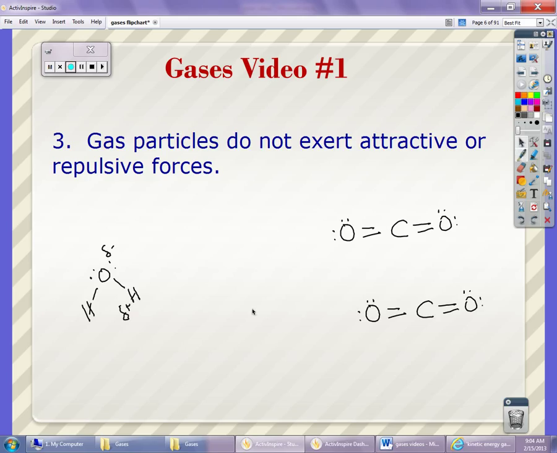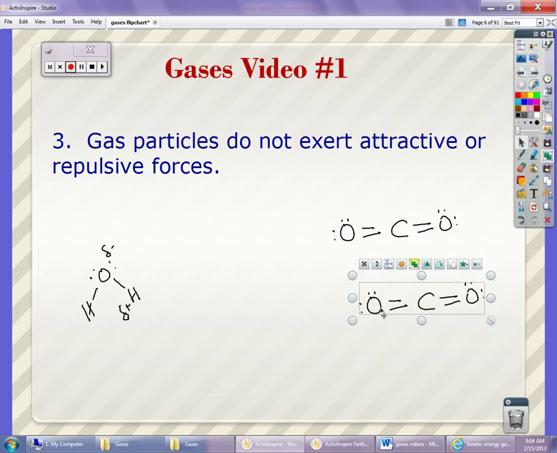Gas particles are also considered to exert no attractive or repulsive forces on each other. This is pretty easy to see with something like carbon monoxide. Carbon monoxide is a non-polar molecule, and as a result, it doesn't have a positive or negative region. Because it doesn't have a positive or negative region, one carbon monoxide and the next carbon monoxide molecule don't attract or repel each other.